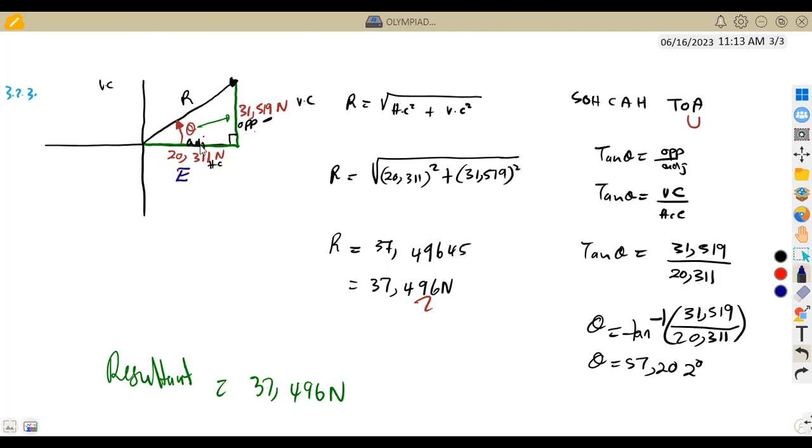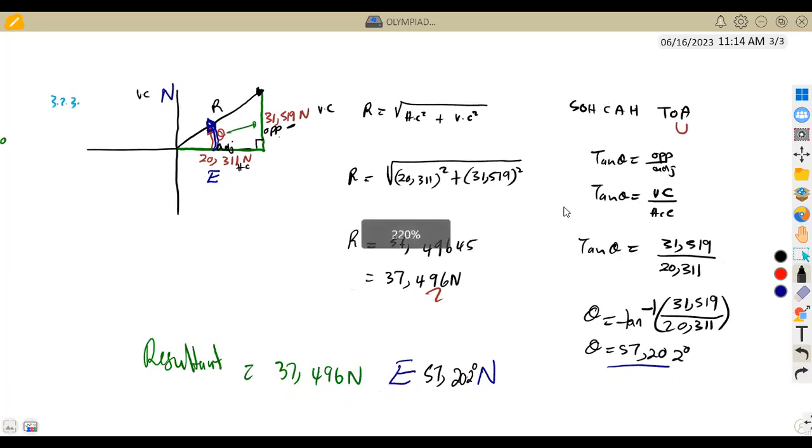Then the angle that we have, if we check properly from our diagram here: this is our east line, this is our north. So this angle is taken from the east, going to the north. From east, we are going in the north direction. So we are going to have our angle here from the east going to the north. That is our angle theta. So we are going to have east 57,202 degrees to the north. All right, so this is how you have your resultants.